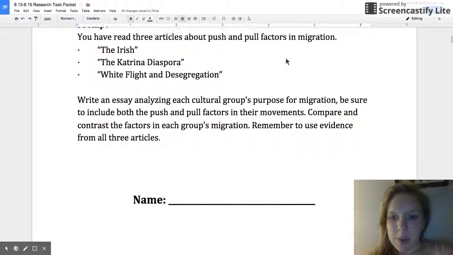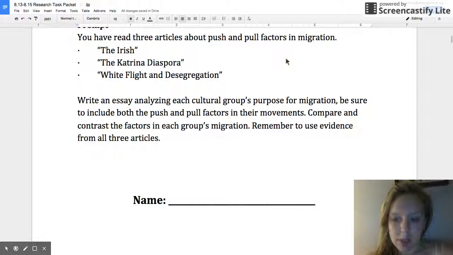So there's a couple things we need to look for when we're reading these articles. First is that we need to know what each group's purpose for migration is. And we also need to be able to tease out the push and pull factors in their movements. So why were they moving from the place that they moved from? That's the push factor. And what were the pull factors of where they wanted to go?